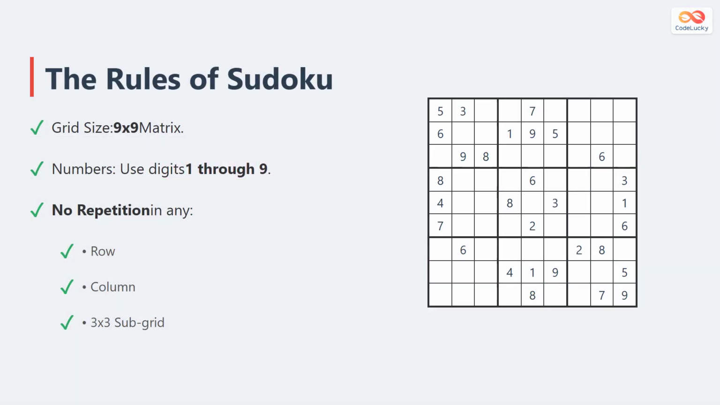First, let us refresh the rules of Sudoku. You are given a 9 by 9 grid. The goal is to fill the empty cells with digits from 1 to 9. There is one catch. Every number must be unique in its row, unique in its column, and unique in its 3 by 3 subgrid.